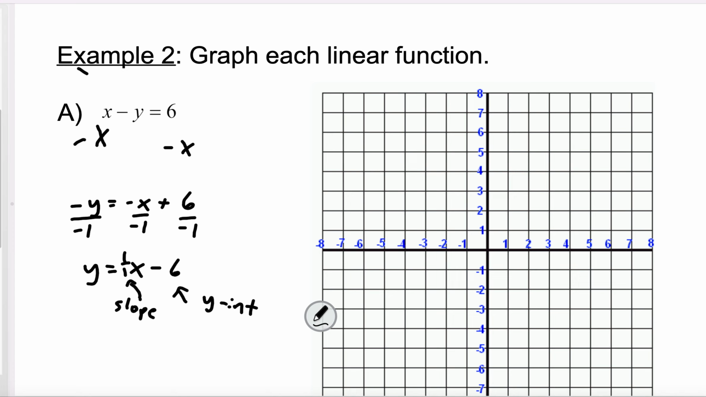So let's plot our y-intercept. So down here at negative 6, and then I'm going to rise 1, run 1 to the right. Rise 1, run 1 to the right. And I'm just going to keep doing that, and then connect them.